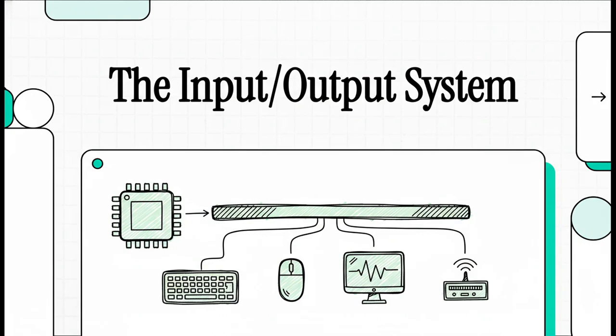You and I, we use computers every single day. But have you ever really stopped to wonder how the super fast brain inside, the CPU, actually talks to everything else? I'm talking about your keyboard, your mouse, your network connection, your hard drive, everything. It's one of the most fundamental things happening under the hood, and today we're going to pull back the curtain and see exactly how it works.